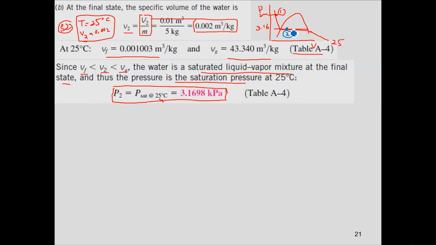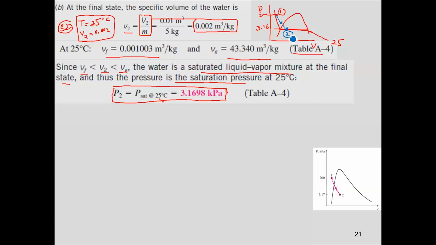Now, the third thing was to find out the heat transfer that took place. For heat transfer, before we begin into that, this is the process. So this is my process from 1 to 2. This is how the process took place. I moved from compressed liquid region to mixed region as a result of the heat transfer to the system.